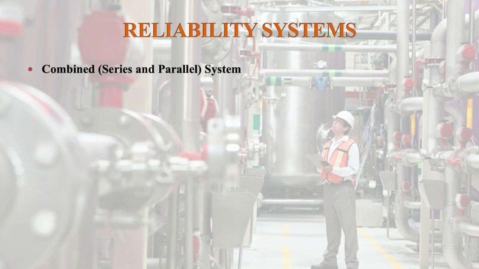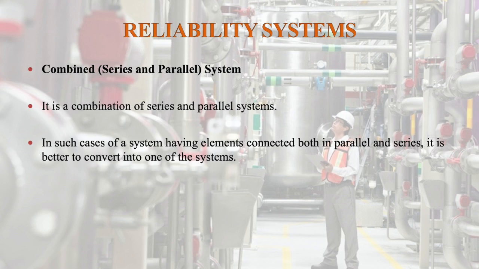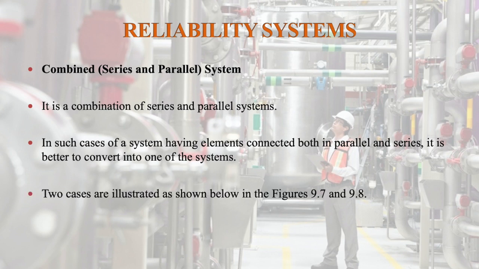Now we have learned about the series system and parallel system. Now we are coming to the combined system, series and parallel. It is a combination of series and parallel systems. In such cases of a system having elements connected both in parallel and series, it is better to convert into one of the systems. So two cases are illustrated as shown below in figures 9.7 and 9.8.